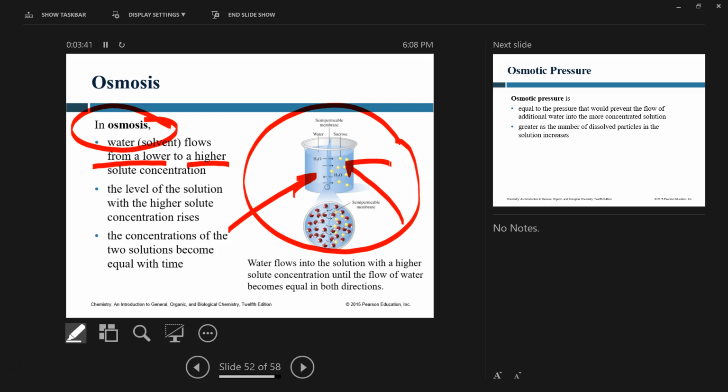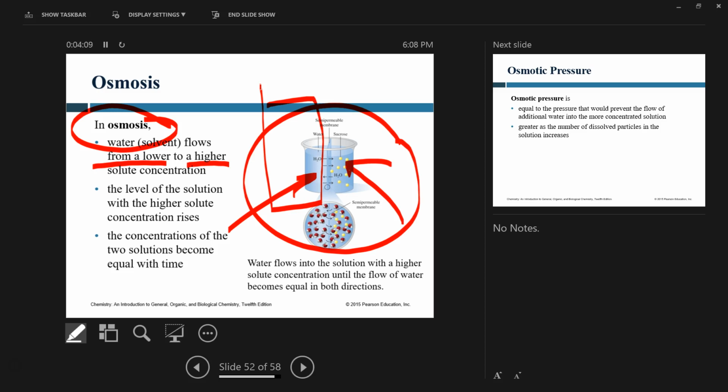Now I'm going to ask you an unconventional question. What is the concentration of water on the left side of the beaker? Mass percent, volume percent, doesn't matter. 100%. Does that make sense? On the left side, right here, it's only water. So that's it. It's 100%.